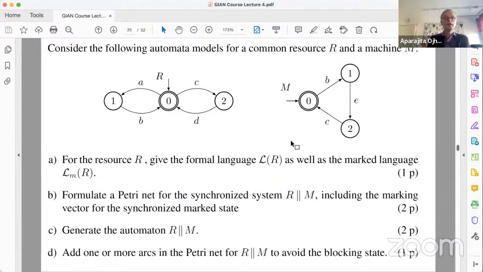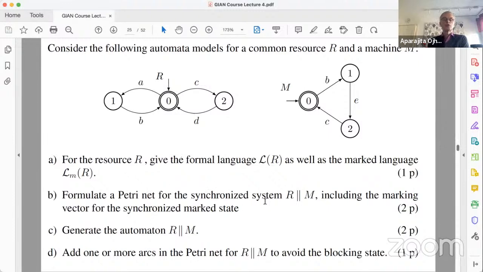Yeah, I go on with this next task here. For a resource R, give the formal language as well as the marked language. Well, this is a repetition of what we looked at before, but after that comes some PetriNet aspects. So first, give the language of the resource, which is a bit more complex than for this machine, which is just B, E, C, and then repeat that. Here we have C followed by D, or A followed by B, and then repeat this.